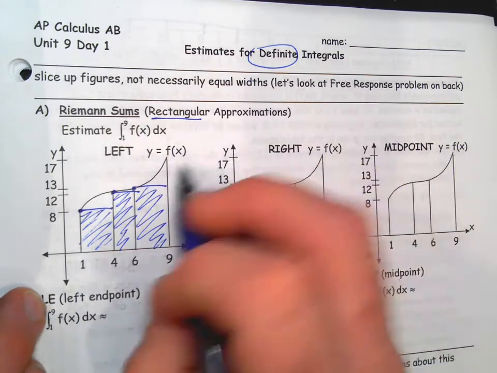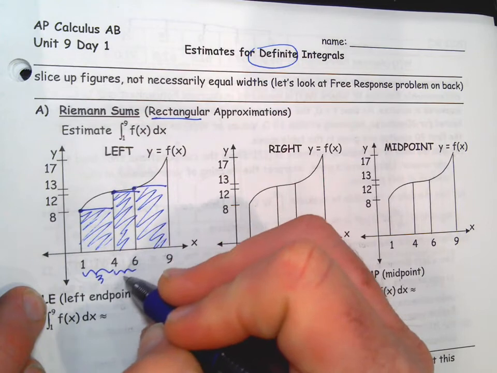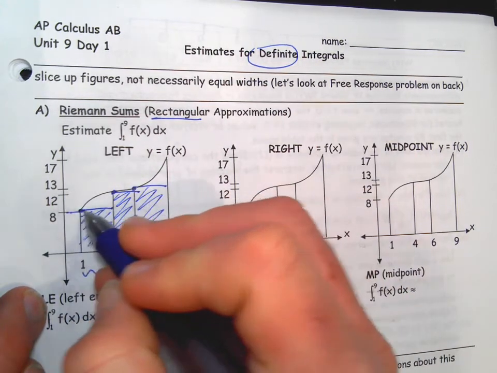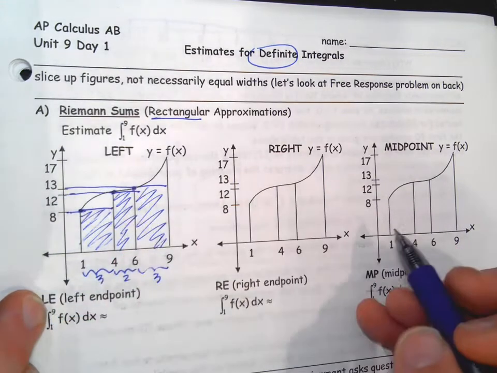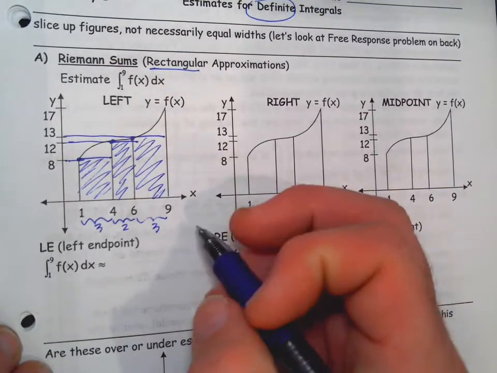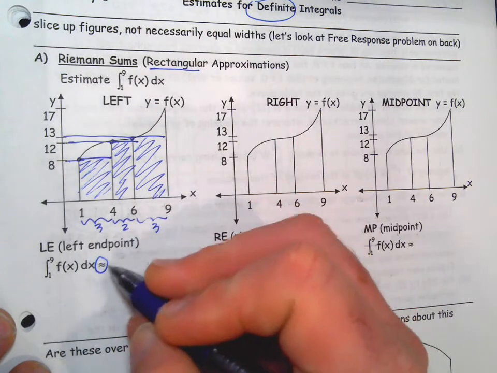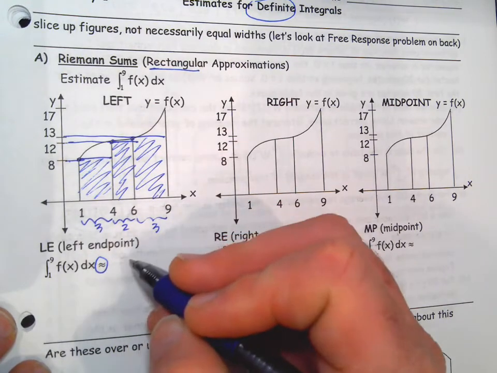And so here, the bases are the distances between the edges of each slice. And then you have the heights right here, which I'm just giving you those values. And so left endpoint Riemann sum, LE for short. It's an approximation, so it's really appropriate to use this symbol. It's not like a rounded, it's a rough answer.